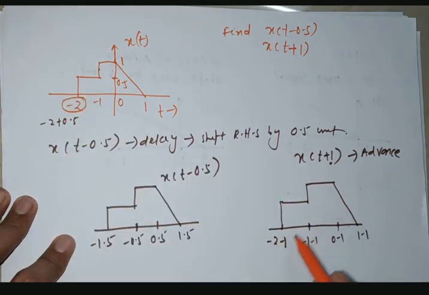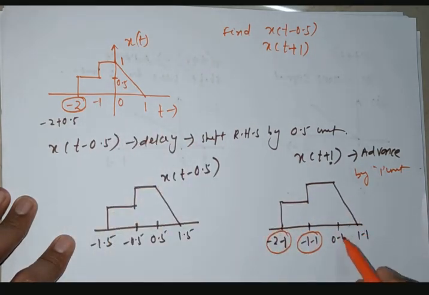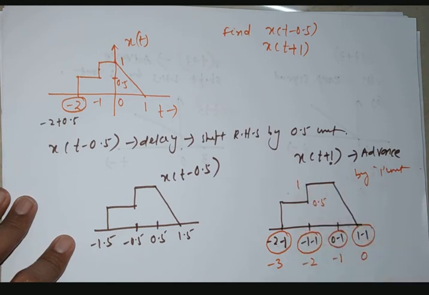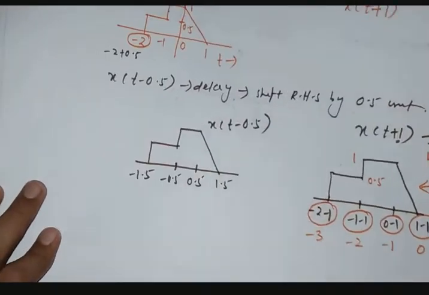Simple, same. Minus 2 because it is advanced. Minus 2 minus 1, advanced by 1 unit. So minus 2 minus 1, then this is minus 1 means minus 1 minus 1, 0, 0 minus 1. This is 1, again it is 1 minus 1. What are the limit? New limit minus 3, minus 2, minus 1, 0, and there is no change of amplitude, means same 0.5, and this is 1. So this is your x of t plus 1. So in this way you can do any time shifting problem. Okay, I hope you people clear.